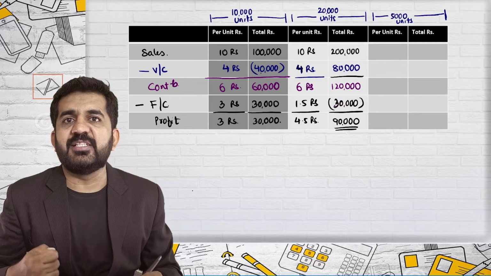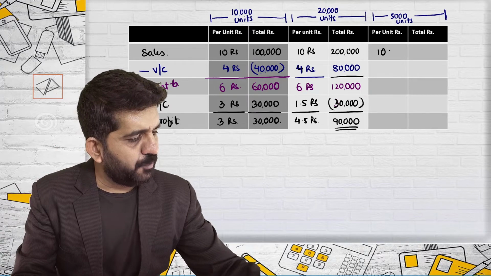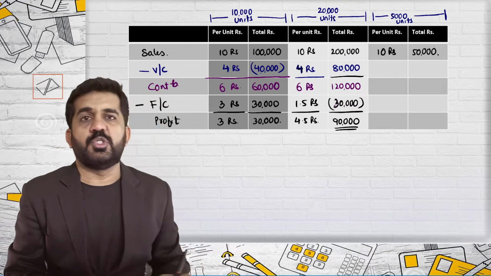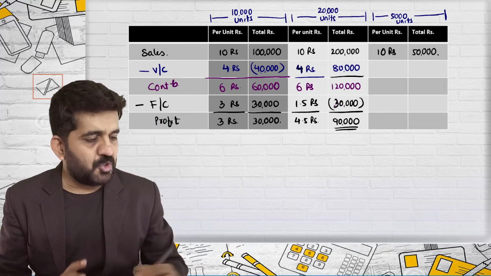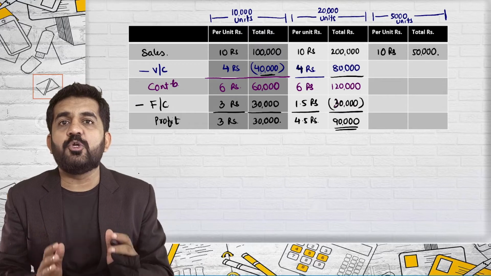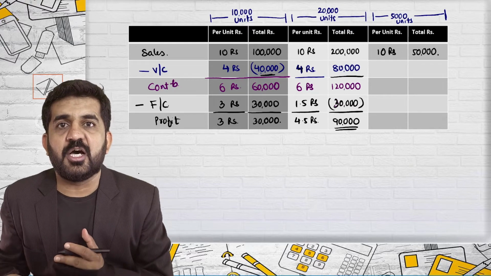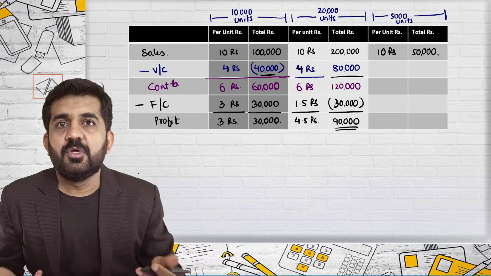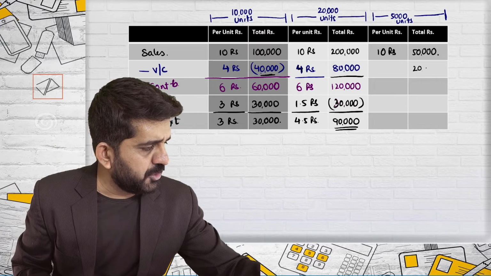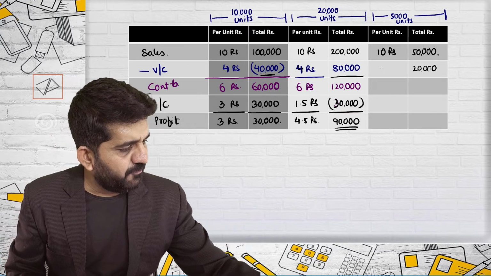If I am manufacturing and selling 5,000 units, my selling price per unit still remains 10 rupees. I am not changing my selling price. My total sales will be 50,000. But now try to understand, my variable cost will not remain 40,000. Why? Because now I need to manufacture only 5,000 Pani Puri dishes. I will require less potatoes, less water, less chana, so I will require exactly half. To manufacture 10,000 units, the cost was 40,000. To manufacture 5,000 units, cost will be 20,000. And 20,000 divided by 5,000 is 4 rupees.